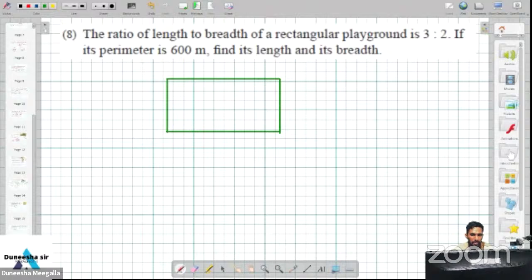Now I'm going to find out. Length I'm taking as L. Breadth is B. Then I'm going to find the length. What is the fraction for length? Total is 5. Then length to breadth, length is 3. 3 over 5. Multiply by which number?